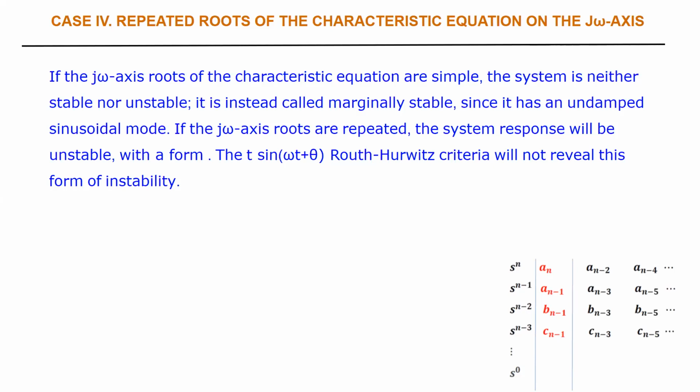But if all the coefficients are there and there is no sign change, then we will make the Routh matrix, and we do the calculation, and we look into the first column. If all the elements of the first column have no sign change, the system is stable. No zero. Okay, but as we move, we have special cases.